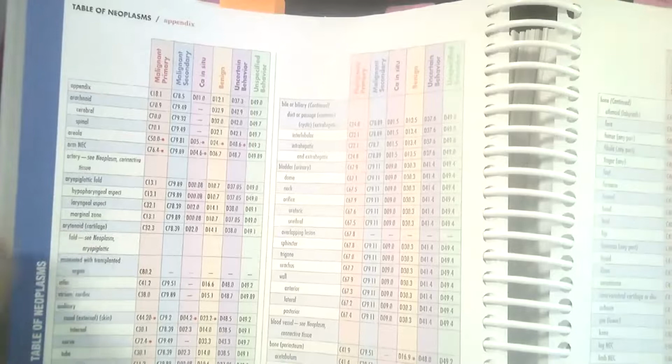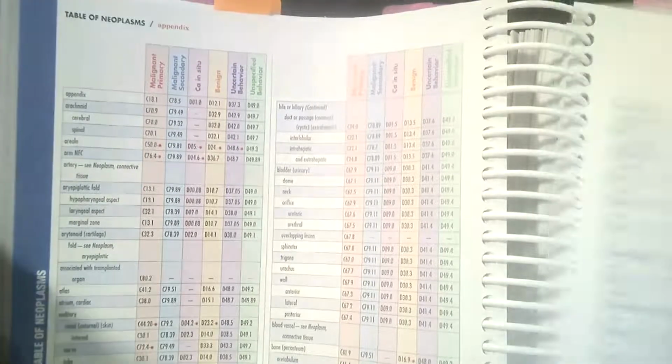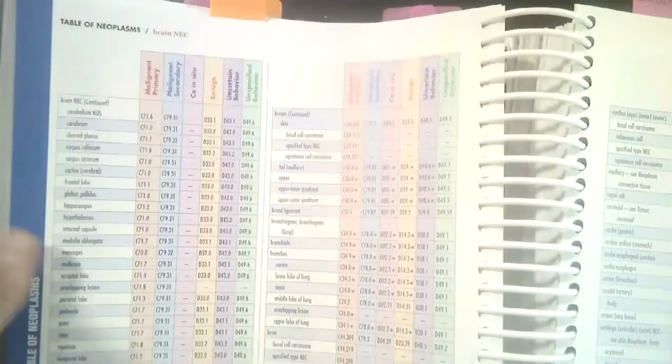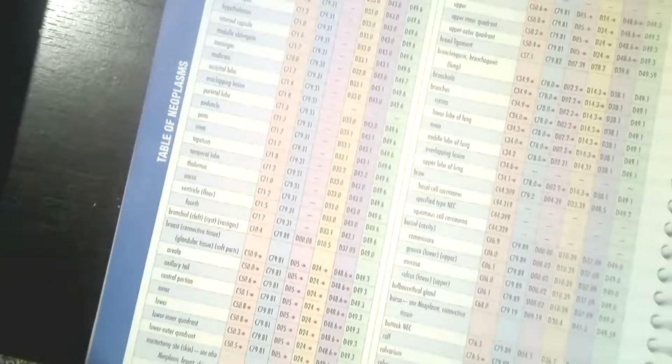At this point, we should know we're not going to go to the index. We are going to go to the table of neoplasms. Okay, we're going to look for breast. Okay, here's breast on 484 at the bottom here. We are looking at the central portion.